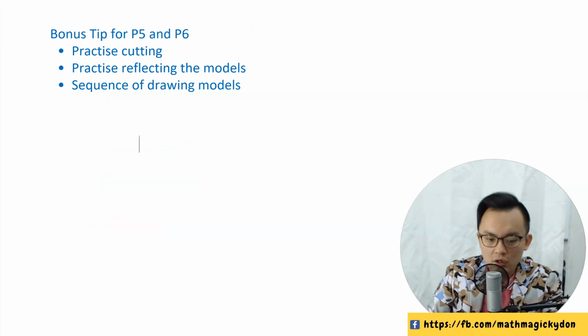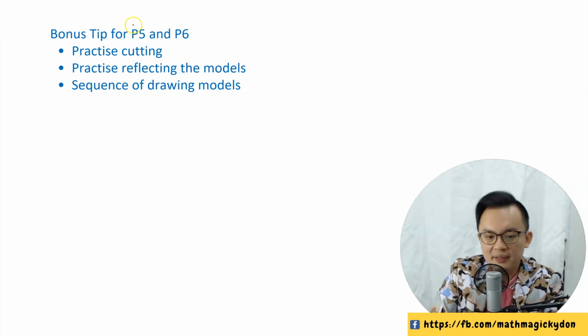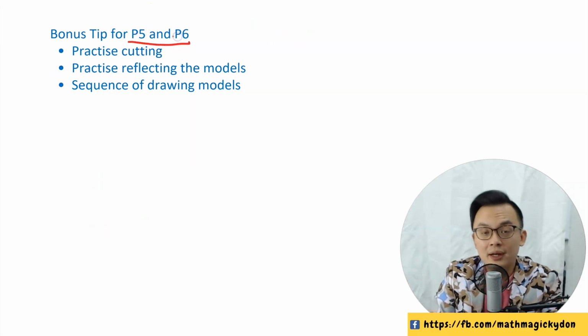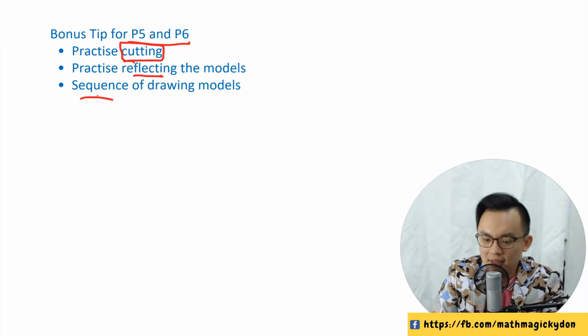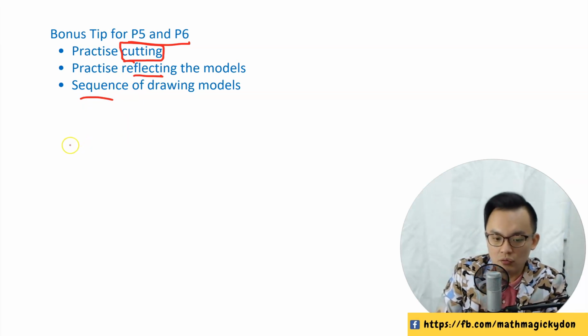Okay. So I'm going to talk about some bonus tips for P5 and P6, basically upper primary, where you get more complicated. It's very important to practice cutting your models, all right? Cutting, reflecting, and sequence. So this is something I drill my P5 and P6 to no end.